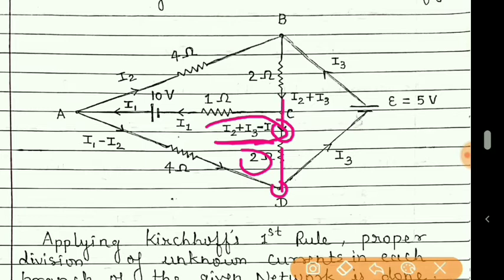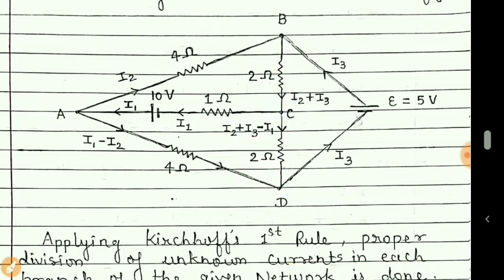Then moving in the upward direction towards B, again current is in the opposite direction, and so (I2 plus I3) into 2, positive once again. Then from point B, we will move towards the battery. Nothing is in between, no resistance is there in between, directly the positive of this battery or a cell.